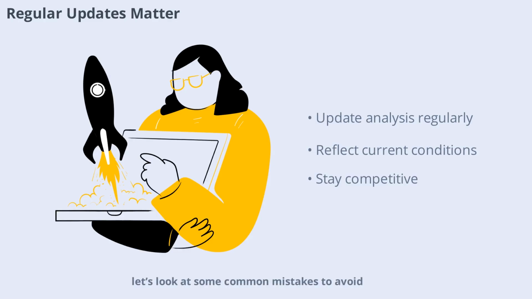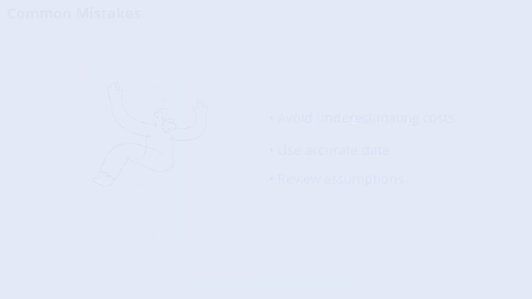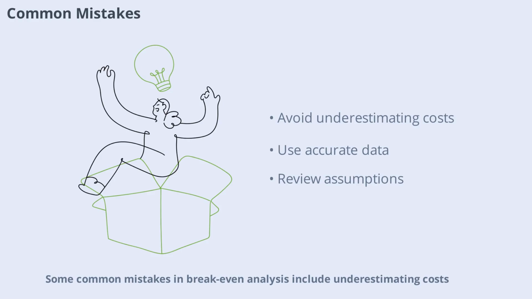Next, let's look at some common mistakes to avoid. Some common mistakes in break-even analysis include underestimating costs, overestimating sales, or ignoring changes in the market. These errors can lead to poor decisions and financial losses. To avoid them, always use accurate data, review your assumptions, and update your analysis as needed.